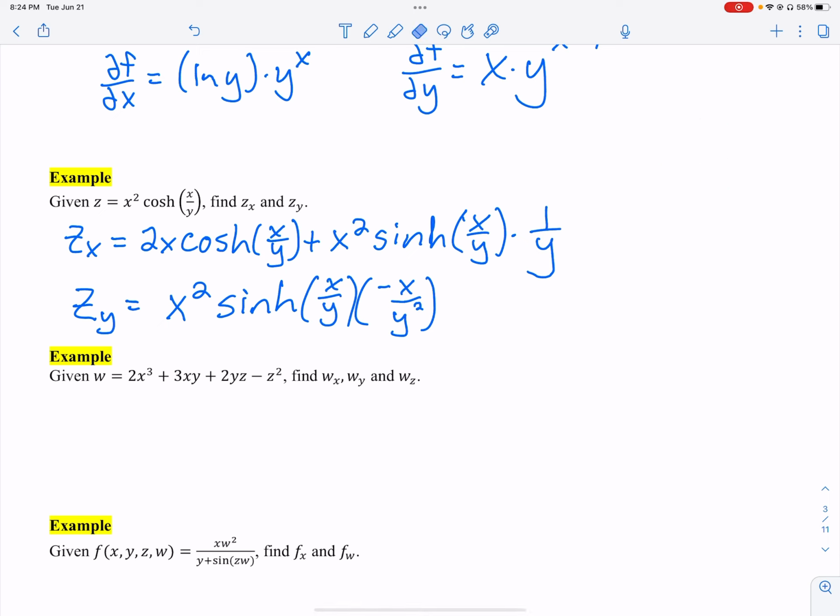Just so you know, you need to be able to tell the difference between when to use the product rule and when to not use the product rule. All right, I have a few more.